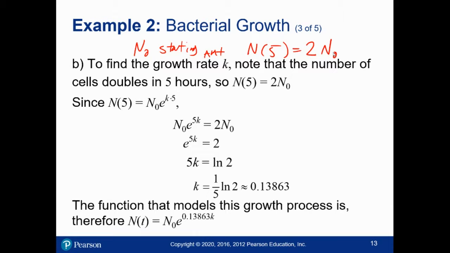But now we have a nice growth rate up there, 0.13863. So we've managed to solve for one particular growth rate. And this, sorry, shouldn't be a k, this should be a t. We just found the value of k.